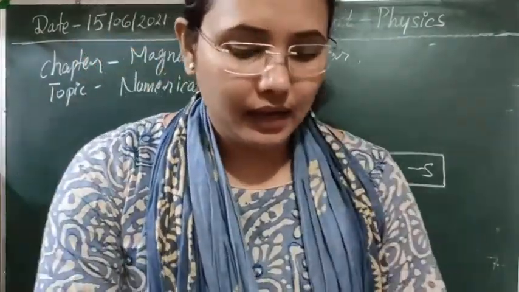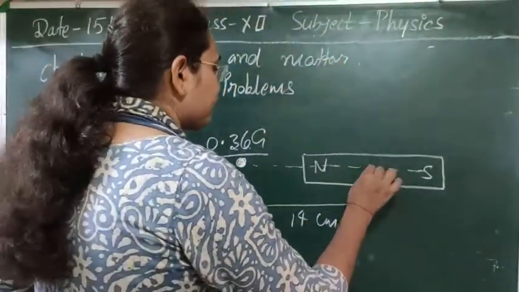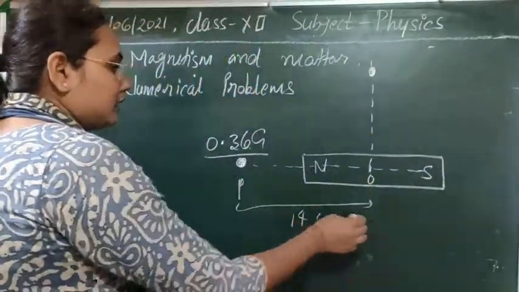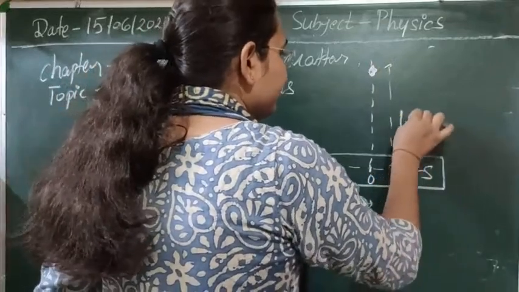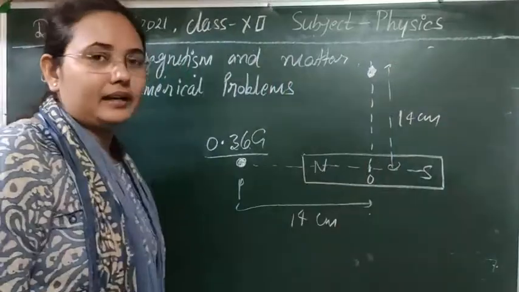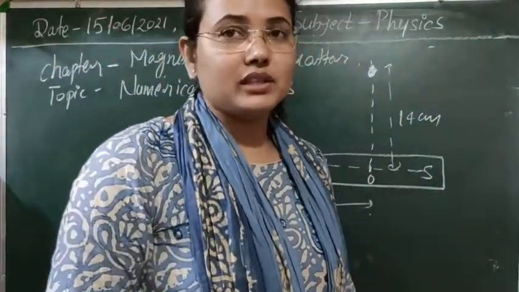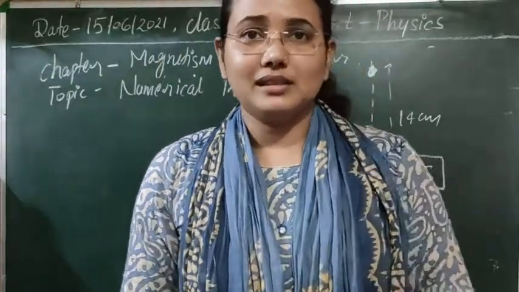So it is asked to us, whenever this point lies on the perpendicular bisector at 14 centimeter distance, then what will be the value of the magnetic field for this point? So let's calculate this question. This is a little typical question that we have to discuss here.